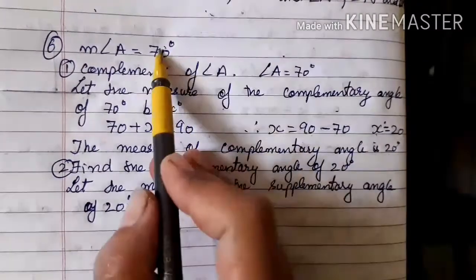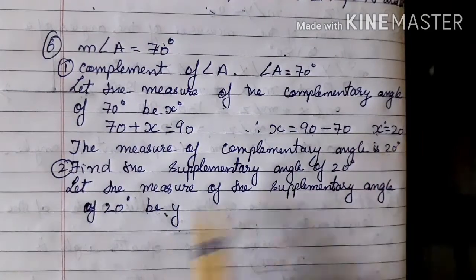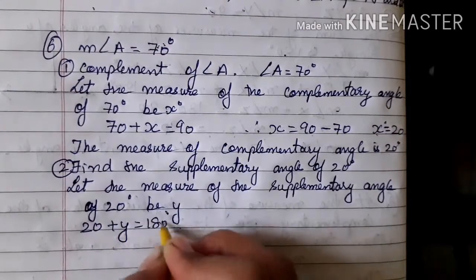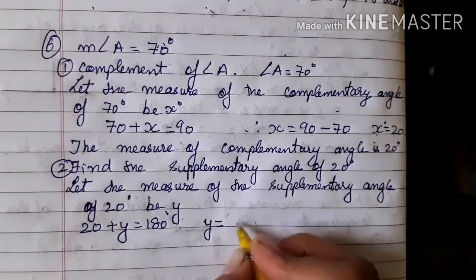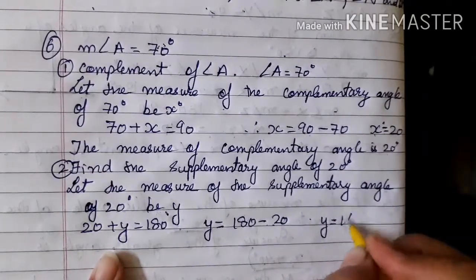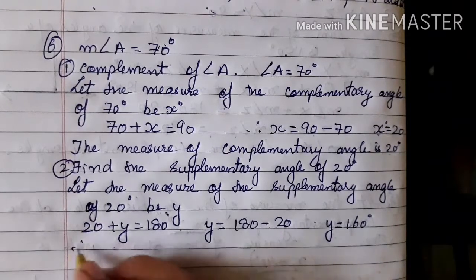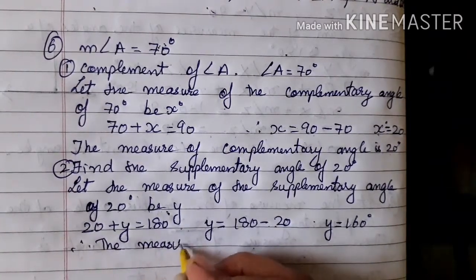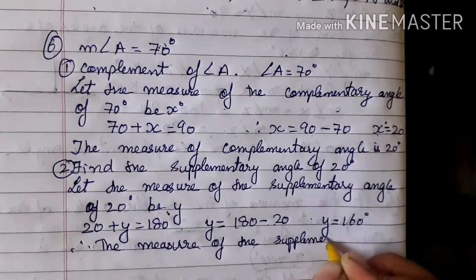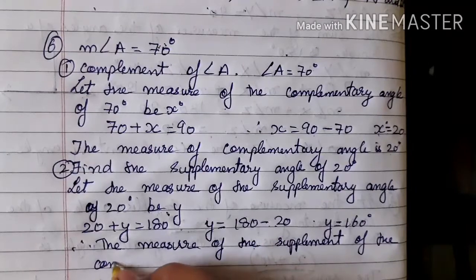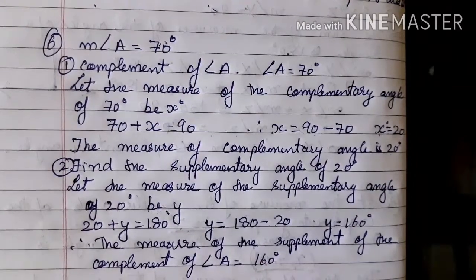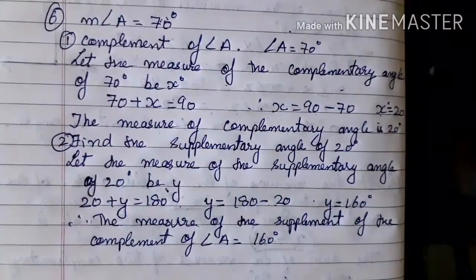In this way, when one angle has been given, from that we found the complementary, and from the complementary we find the supplementary. So 20 plus y is equal to 180, because we are finding a supplementary. So y is equal to 180 minus 20. When a term changes its side, it changes to minus. So y is equal to 160 degrees. Got it? Therefore, the measure of the supplement of the complement of angle A is equal to 160 degrees. In this form you all have to write it down. The writing work is more.